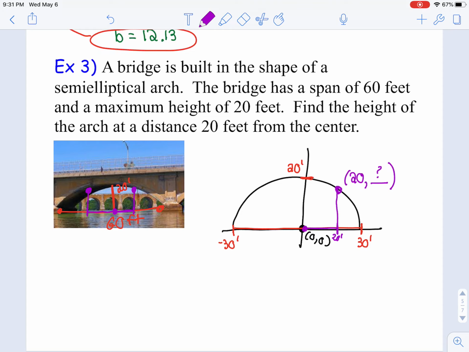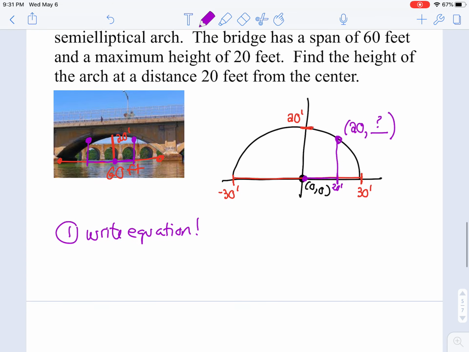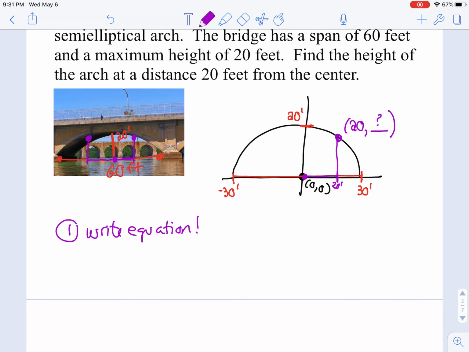Well, the only way we're going to be able to solve for this missing variable is by first writing an equation. So just like we've done with the parabolas, we're going to start by seeing if we can write an equation for this ellipse. Keep in mind some of your values. What we know so far is that the distance from the center to the side is 30 feet. We also know that this is the a value in our equation. We also are given the distance from the center to the co-vertex. That distance is 20 feet, and remember, that's the b value in the equation.